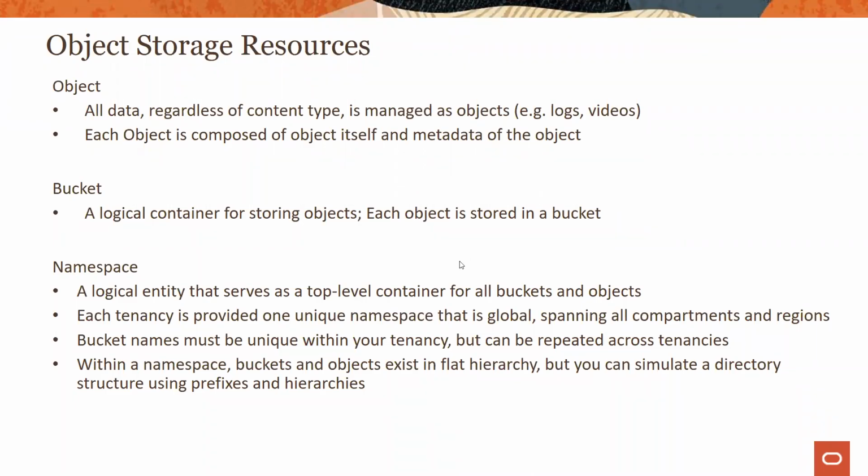Hello everyone. In this lecture, we will learn the overview of object storage. So, what is object storage? Object storage is one of the storage types which we use as internet storage. We have mainly three resources in object storage: object, bucket, and namespace.